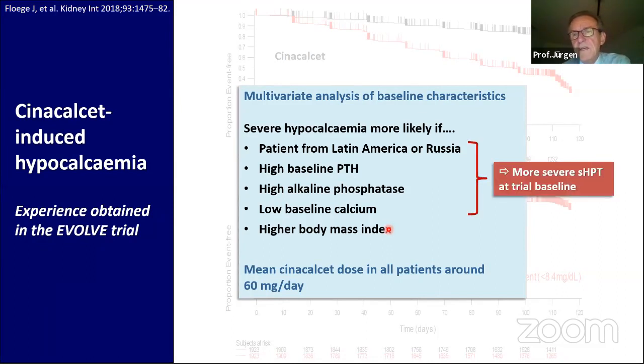So the take home here is if you have more severe secondary hyperparathyroidism at trial baseline, you're more likely to go into hungry bone syndrome. Don't wait too long, start the calcimimetic earlier.